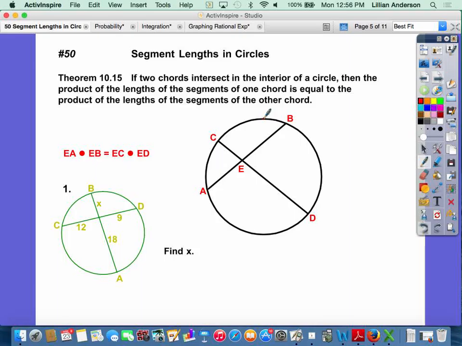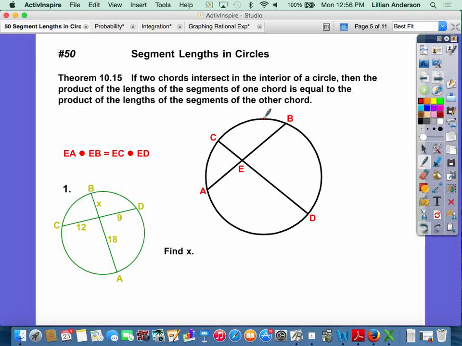Product, right, multiplication. The product of the lengths of the segments is equal to the product of the lengths of the other segments. Formula, right here. This times this equals this times this. So CE times ED equals BE times AE, at all times, if you have two chords, no matter what.